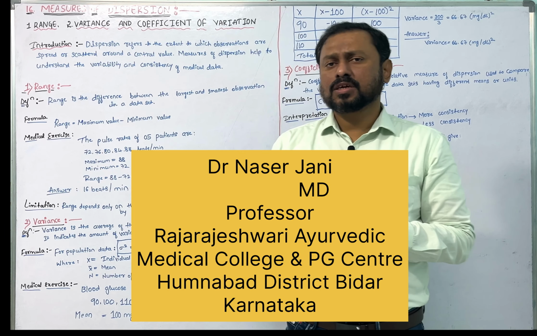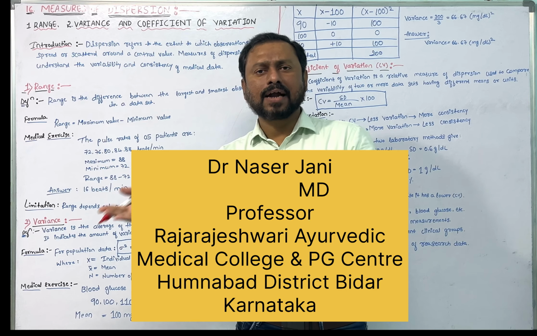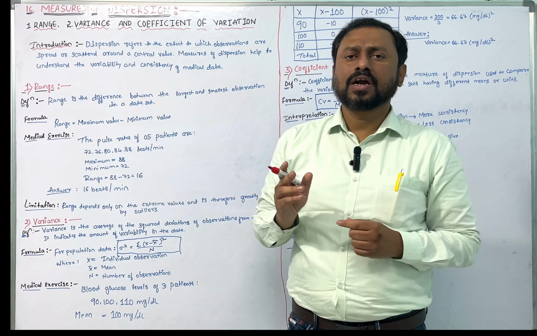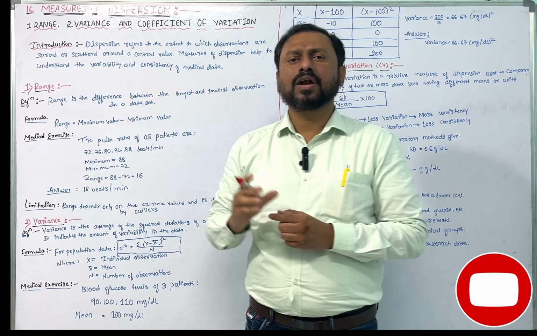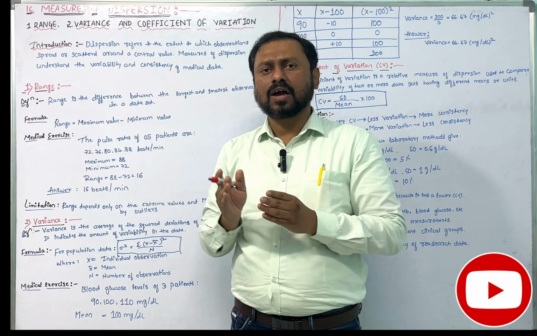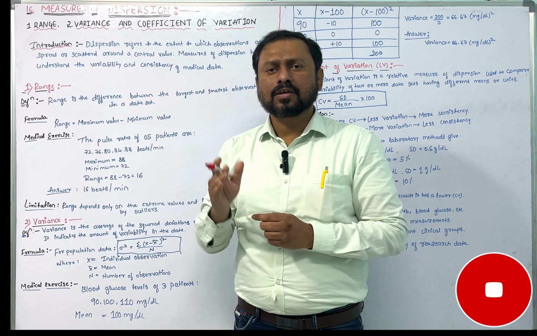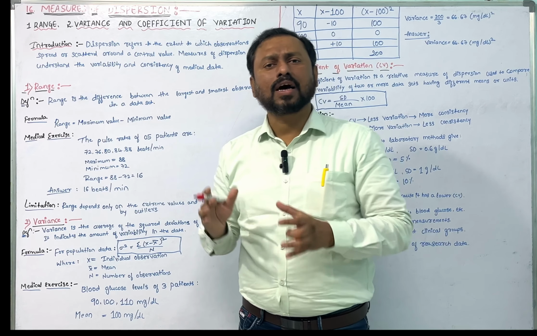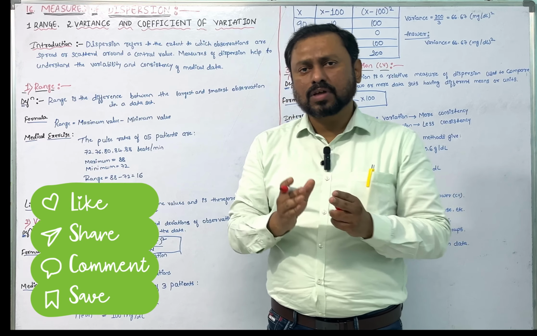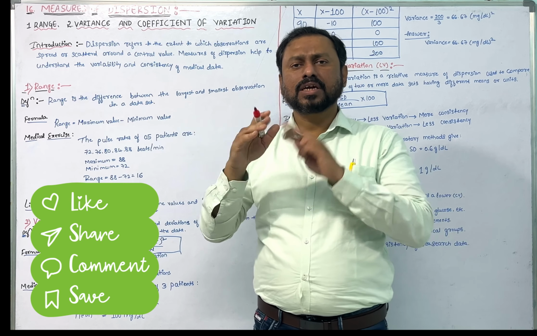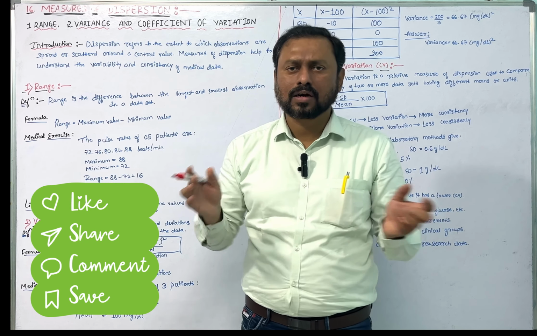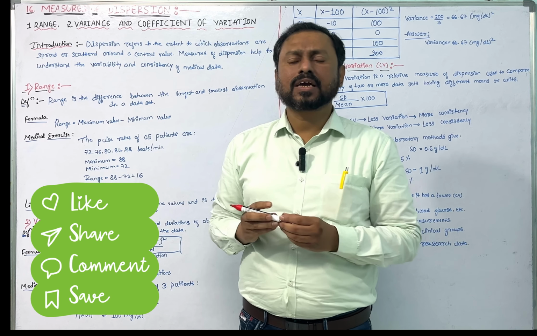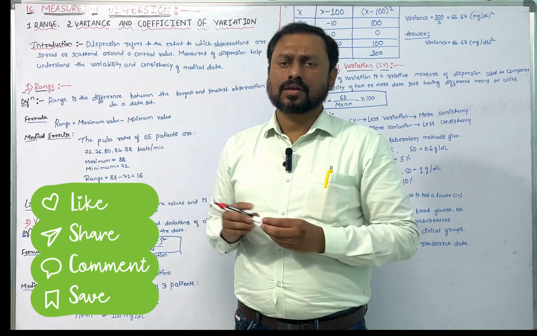Dispersion is nothing but how much the data is scattered from the central value. In the previous classes, we studied that in medical field research, we concentrate on the central value, that is central tendency, how much data is stable at the center. Now, in this class, we will try to understand how much the data is dispersed or scattered from the central value. That is helpful for understanding in the medical field as well as in research.